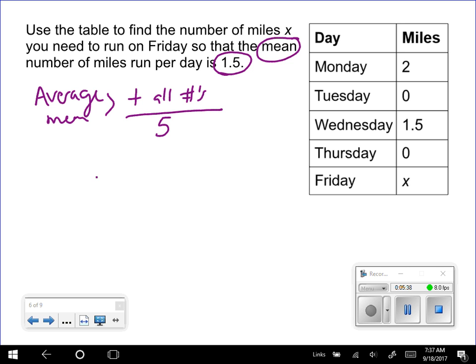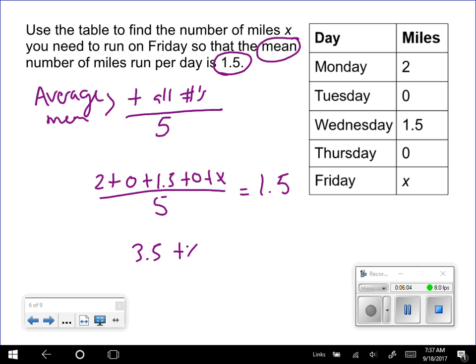I want 2 plus 0 plus 1.5 plus 0 plus x, divided by 5, to equal what? I want that mean to equal 1.5. So I'm going to simplify this top part as much as I can, and a big part of this problem is remembering the average, obviously. So if I add this, I'm going to get (3.5 plus x) over 5 equals 1.5.